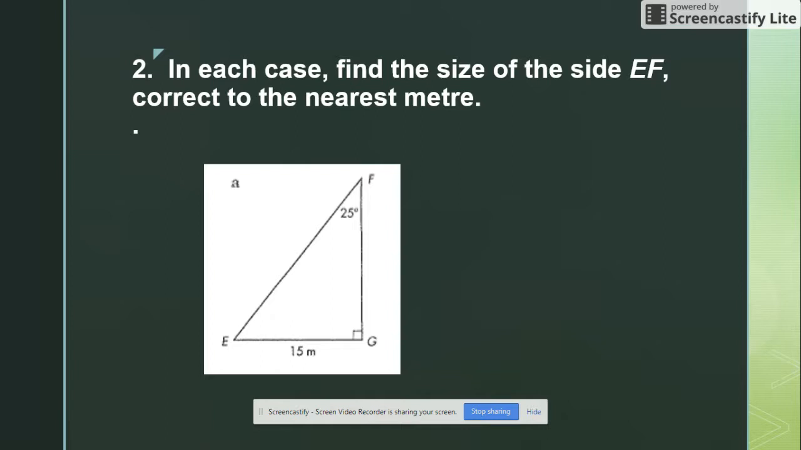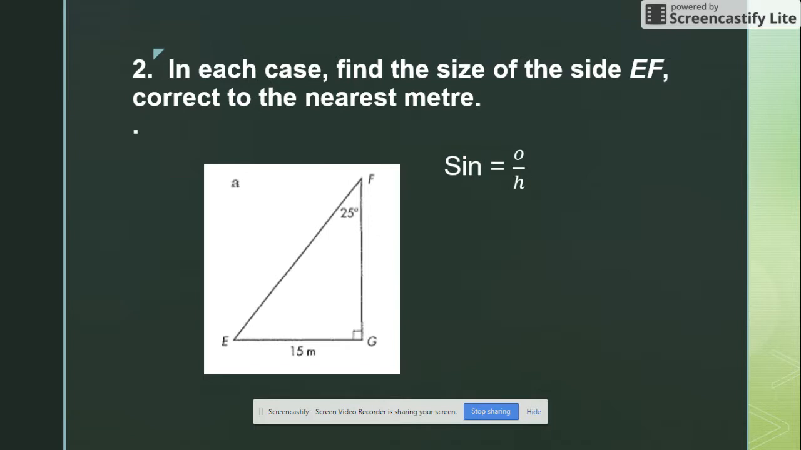Right. Now, number 2. In each case, find the size of the side EF. So they want to know the length of this side here. We've got the angle, and we've got our meters. So we know that this is a hypotenuse, and this is opposite, so that's H and O. So which one are we going to use? Think about it. Have a look.